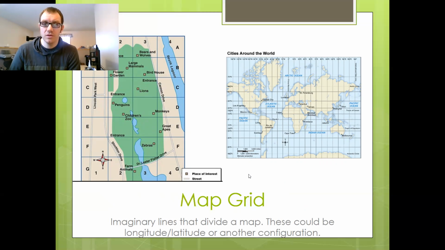And so map grids are really good to figure out where things are. Otherwise, it's like, hey, where are the lions? Well, they're north of the zebras and southeast of the large mammals. That's okay, but it's much better if I can just say C3. It's much better if I can tell you St. Petersburg is here instead of saying, well, it's kind of by Istanbul and London, which it's not actually. So map grids are wonderful.